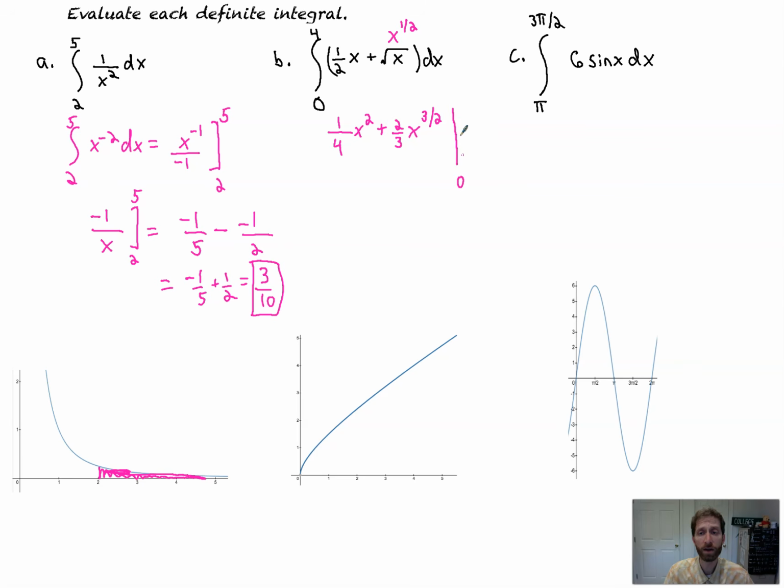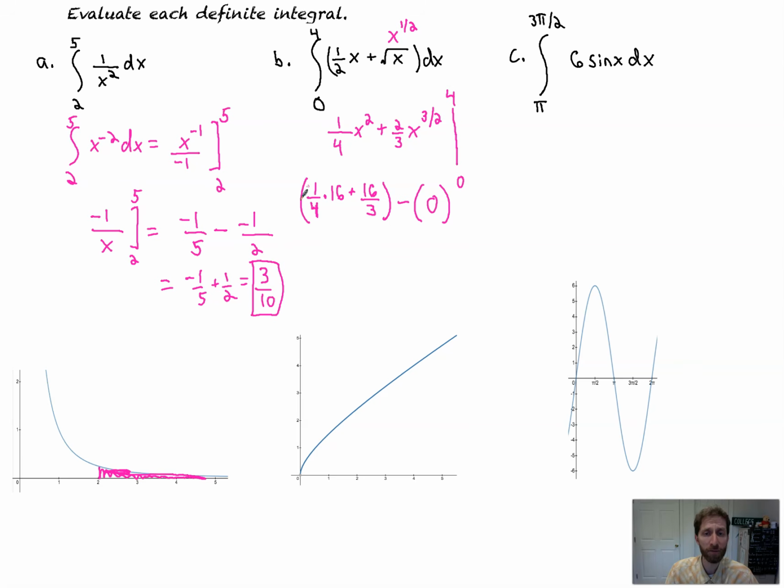And that is evaluated from 0 to 4. All we got to do is plug in 4. So that's 1/4, I'll put a parenthesis here to group things, 1/4 times 4 squared is 16. Plus, plug 4 into here. The square root of 4 is 2, cubed is 8, times 2 is 16, and then we got thirds. That's f of b minus f of a. Well, if I plug 0 into there, 0 squared is 0, 0 to the 3/2 is 0, all of that is 0. So that'll be our answer.